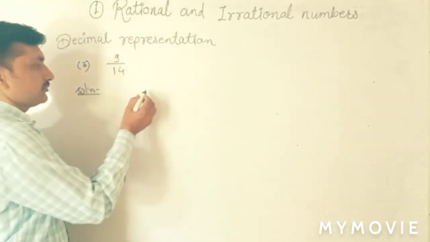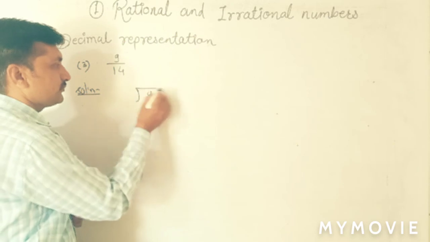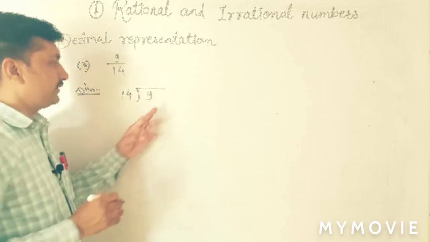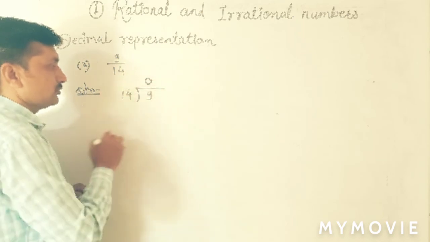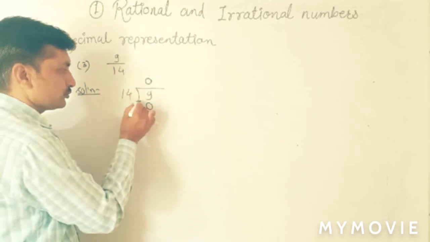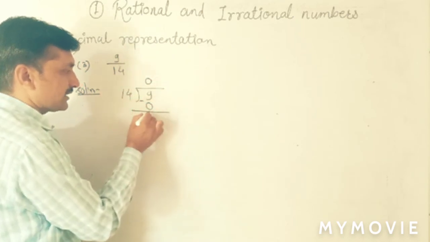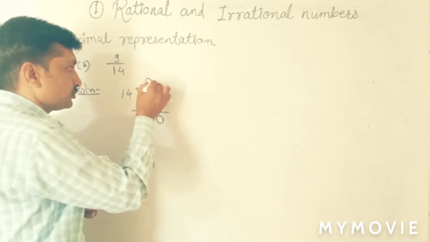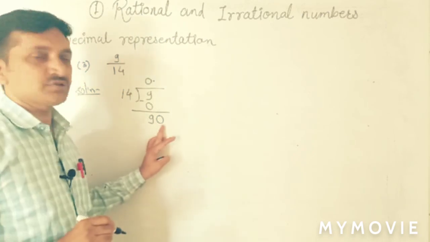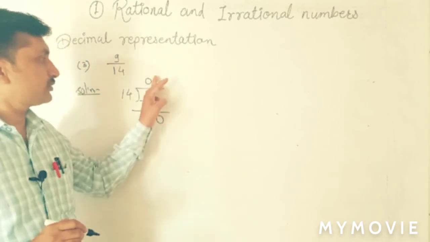9 upon 14. Dividend is 9, divisor is 14. Dividend is smaller than divisor. That's why first divide by 0. 14 into 0, 0. Then I subtract here 9 minus 0, 9. I take first 0 and put decimal point here. When we take 0 for the first time, we have to put decimal point.